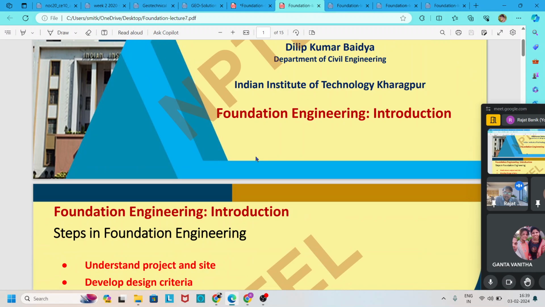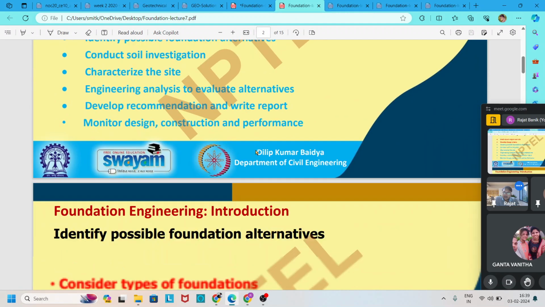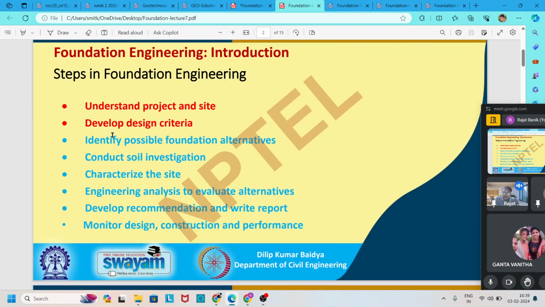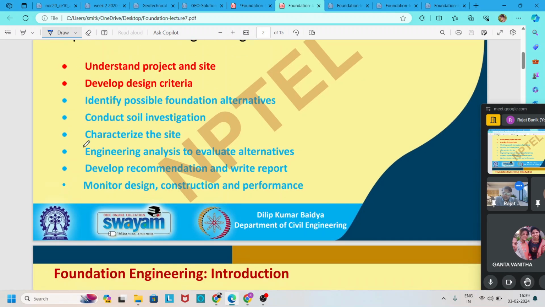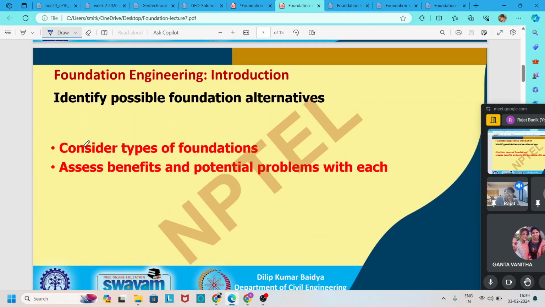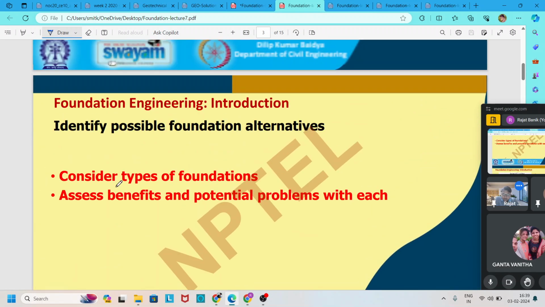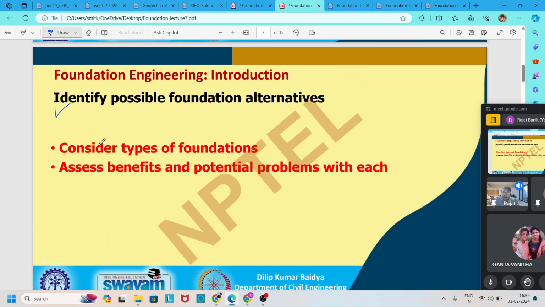In lecture 7, the first slide was also taught in lecture 6. In the second, it is said to identify the possible foundation alternatives. So now we discuss the different types of foundation, why we use them, and what are the benefits and potential problems for each type of foundation.